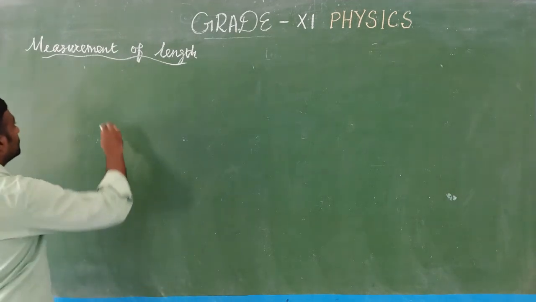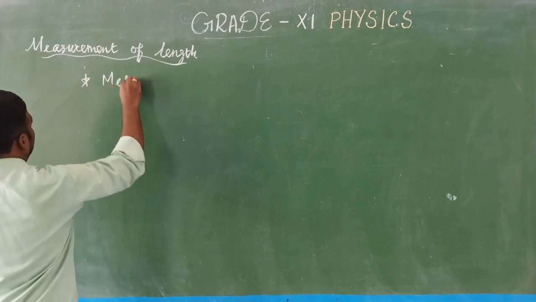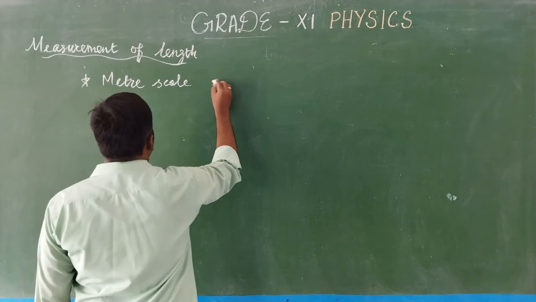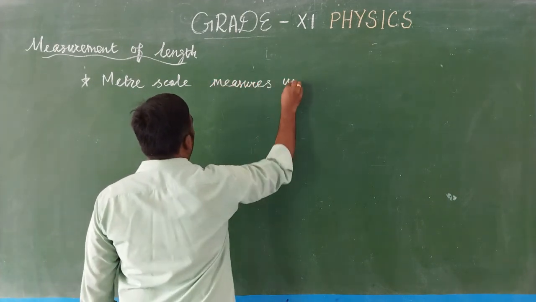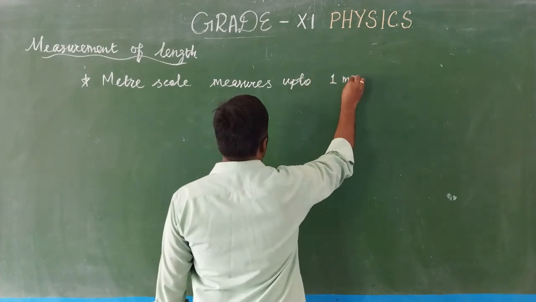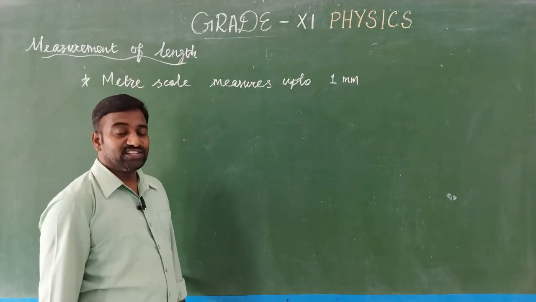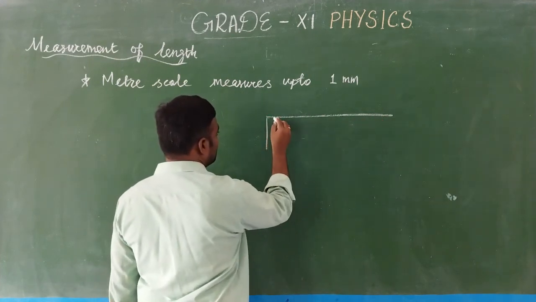Okay, so now we are going to check the device, the meter scale. The meter scale normally measures up to 1 millimeter. So this is the least count. What is called the least count? The lowest value of the given instrument is called the least count. So the meter scale graduations are there like this.